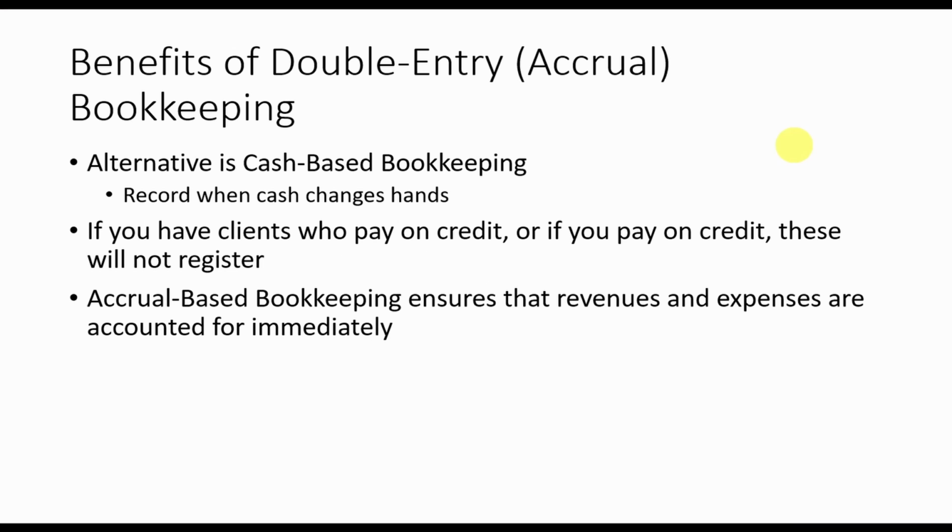Right, just before I get in there, I wanted to talk to you about the fact that there are two types of bookkeeping methods. One is called the cash-based method and one is called the accrual-based method. With the cash-based method, you record transactions when cash changes hands. So if a customer pays me with cash or I pay my bill with cash, then I would record it at that time. But the problem here is that if you have clients that pay on credit, or if you pay on credit, these don't show up immediately.